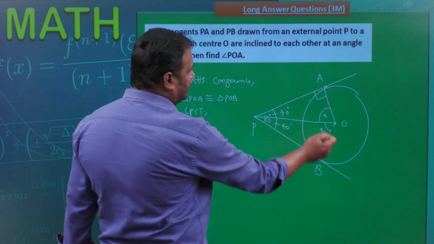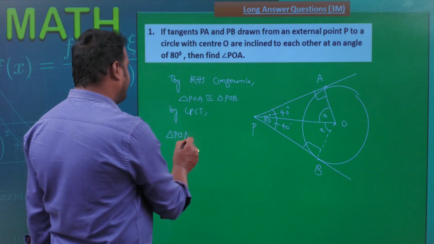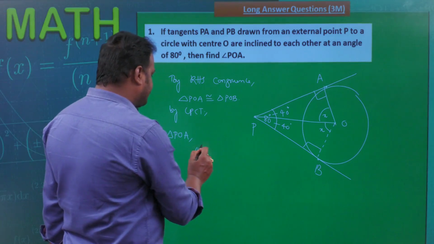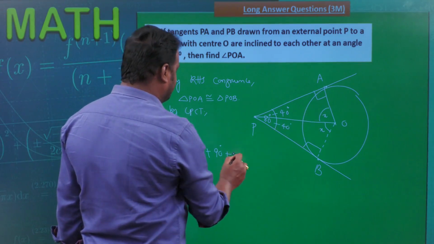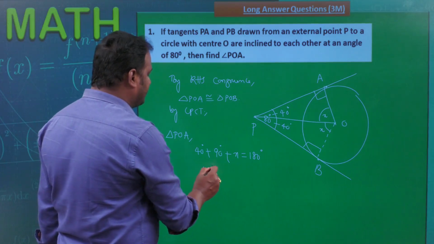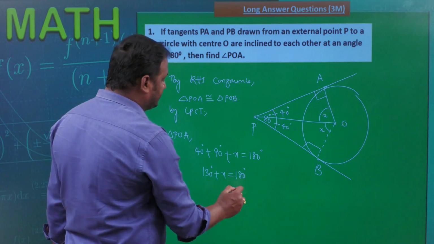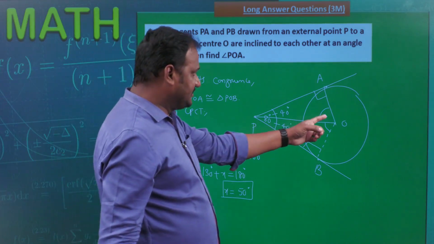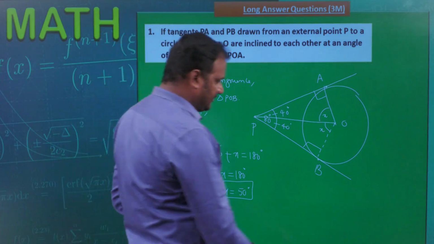Now you want this angle X. Therefore, you can take triangle POA. In triangle POA, by the angle sum property of a triangle, angle P, that is 40 degrees, plus angle A, that is 90 degrees, plus X, is equal to 180 degrees. Right? 40 plus 90 is equal to 130, plus X is equal to 180 degrees. Therefore, X is equal to 180 minus 130, which is 50 degrees. So angle POA is equal to 50 degrees. This is a quite simple problem.